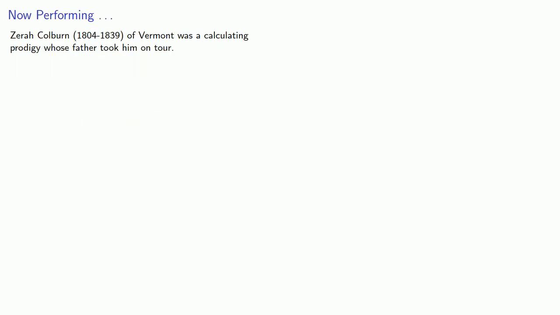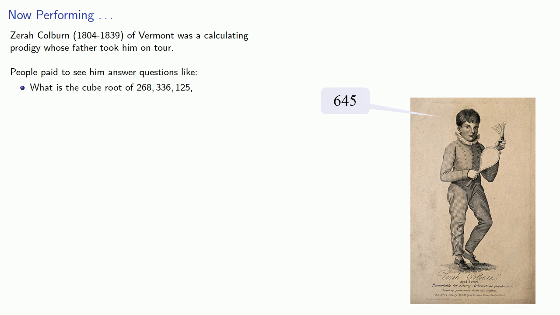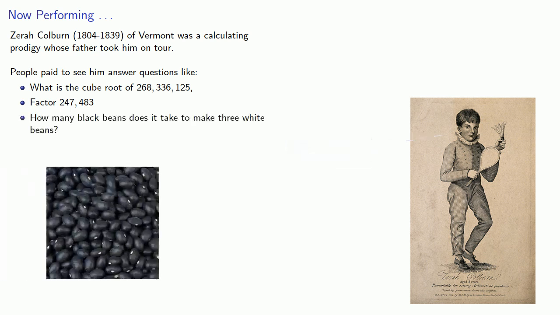Zerah Colburn of Vermont was a calculating prodigy whose father took him on tour. People paid to see him answer questions like, what is the cube root of 268,336,125? Or, factor 247,483. Or, how many black beans does it take to make 3 white beans?